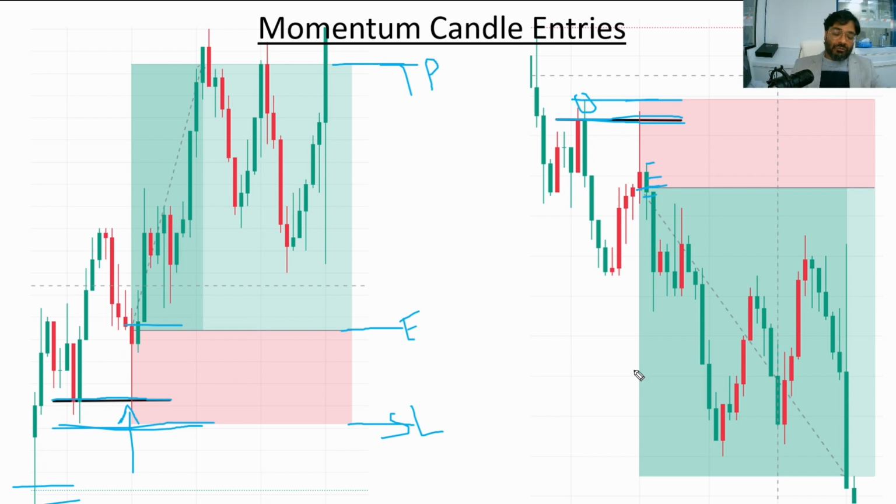Now on the TP, of course, as I told you, we will be learning how to calculate the take profit and the risk to reward in one of the next streams that I will be creating. All right, so this is how the momentum candle entry happens. I hope everybody has understood. Let's move ahead.